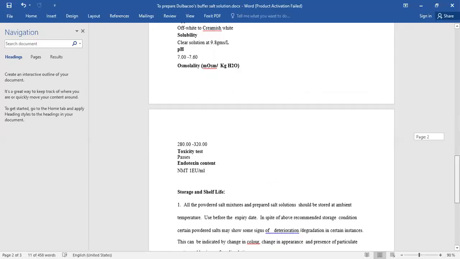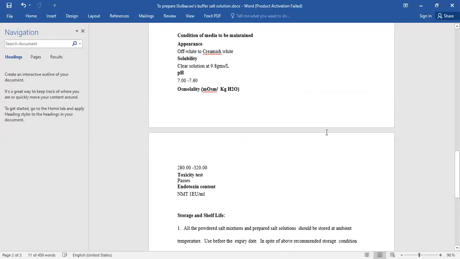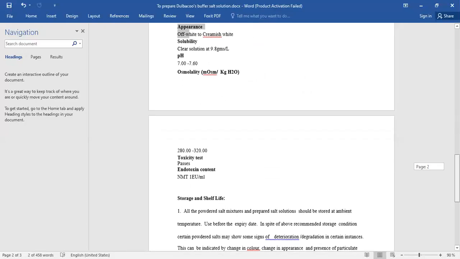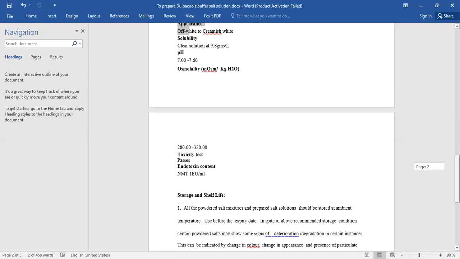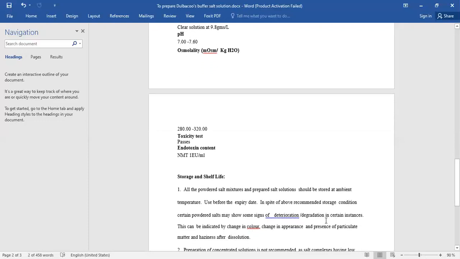So that's it. And these are the most important characteristics of the media which need to be maintained, such as pH and osmolality. So these must be maintained, and we store the media at the required temperature, at a lower temperature, so that we can use it in the proper way. And the expiry date of the basal salt solution should be checked, because if we prepare the basal salt solution, it must be used before expiry.